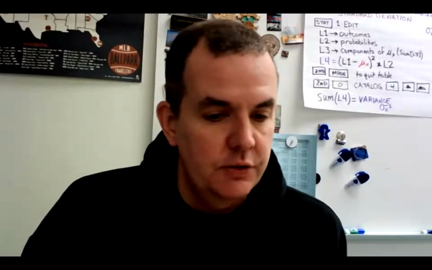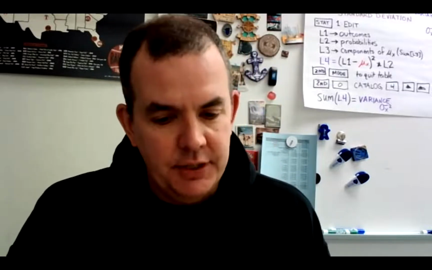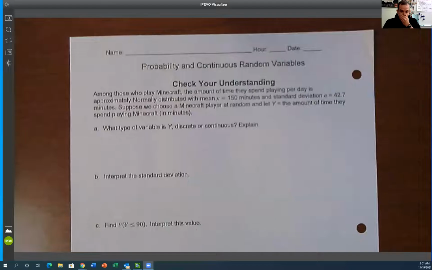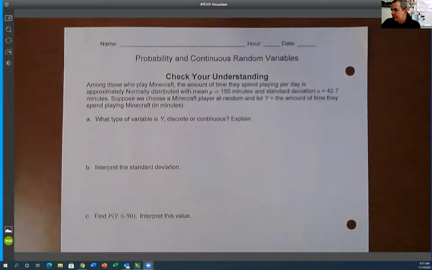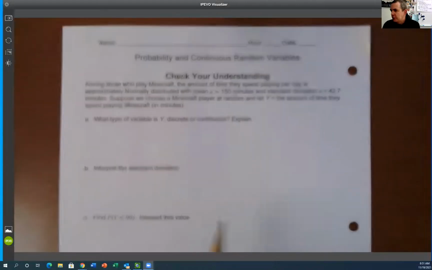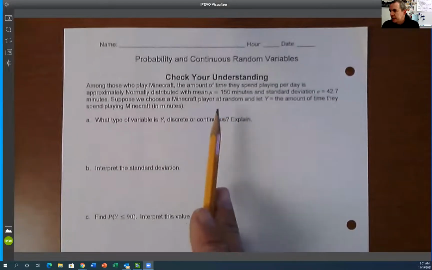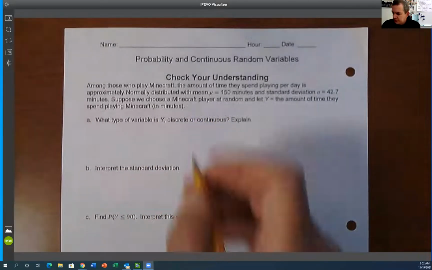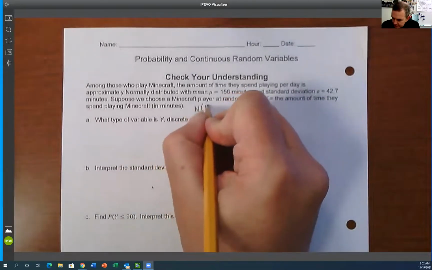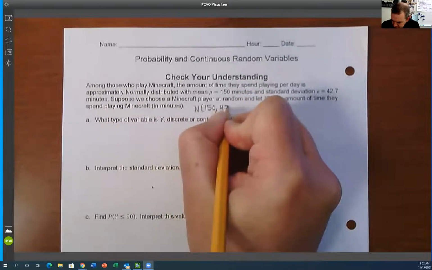Okay, folks, now we're going to look at the continuous stuff that we talked about. So again, let's do the back side of that sheet I handed out to you. So here's what we got. People playing Minecraft. The distribution is approximately normal with a mean of 150, a standard deviation of 42.7.